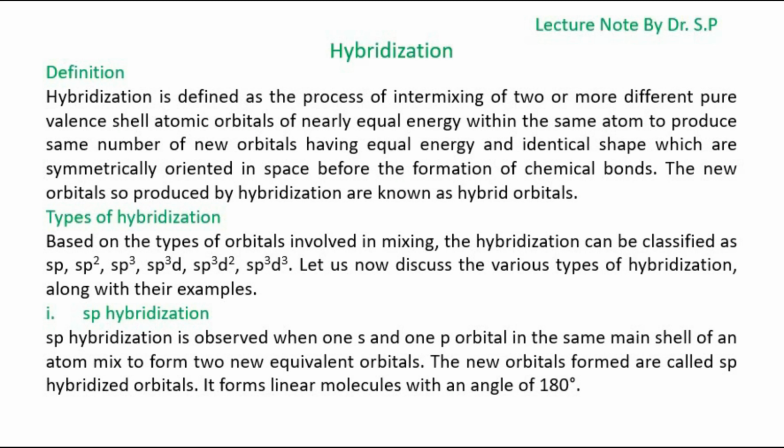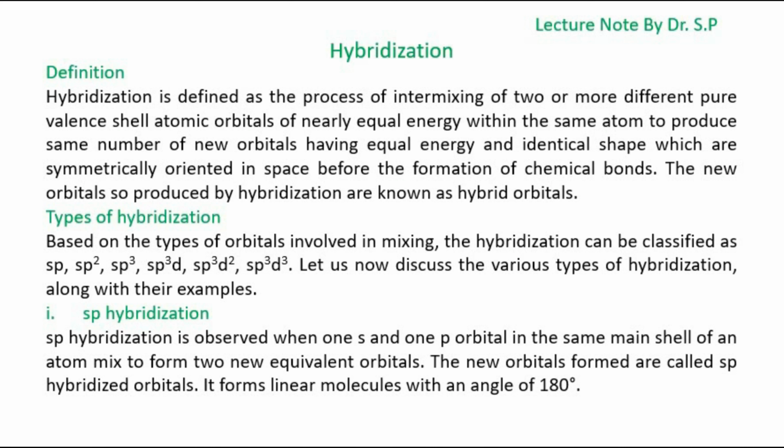Hybridization. Definition. Hybridization is defined as the process of intermixing of two or more different pure valence shell atomic orbitals of nearly equal energy within the same atom to produce the same number of new orbitals having equal energy and identical shape, which are symmetrically oriented in space before the formation of chemical bonds. The new orbitals so produced by hybridization are known as hybrid orbitals.